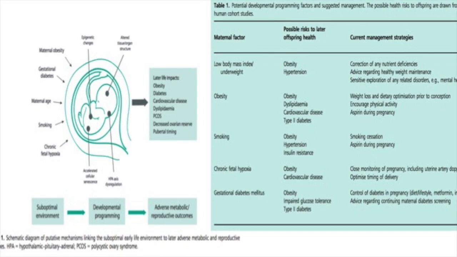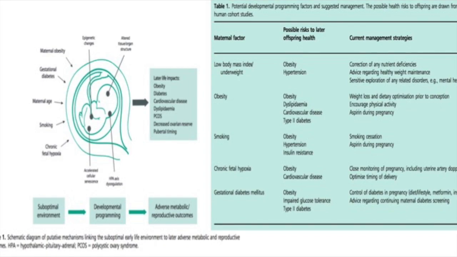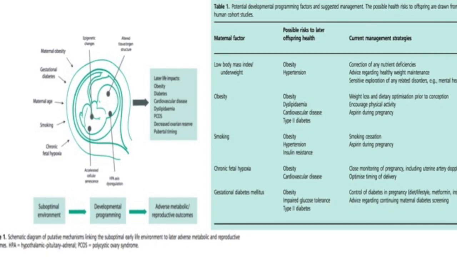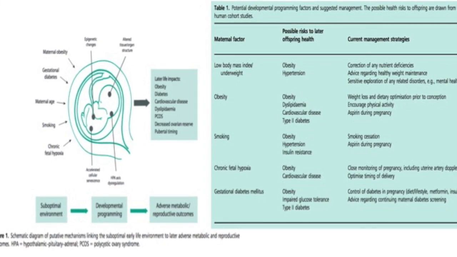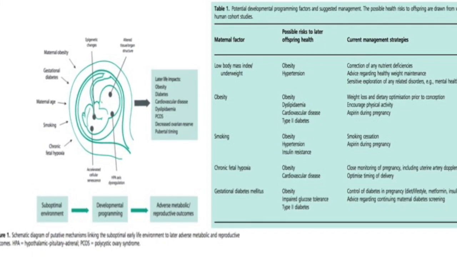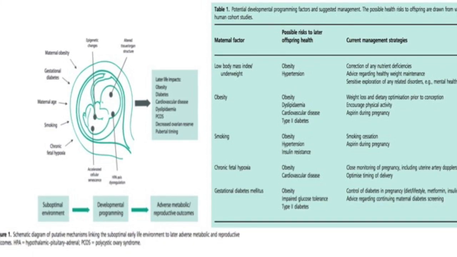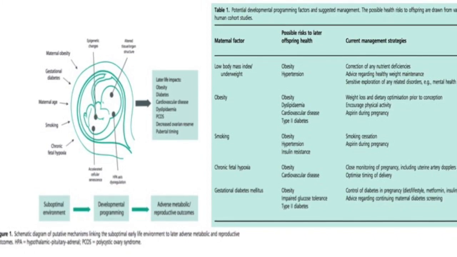The next table then shows potential developmental programming factors and suggested management. So the maternal factors like low body mass index and being underweight, for example, lead to obesity and hypertension later in the offspring's life. The management for this is correction of any nutrient deficiencies, advice regarding healthy weight maintenance, and sensitive exploration of any related disorders like mental health issues.